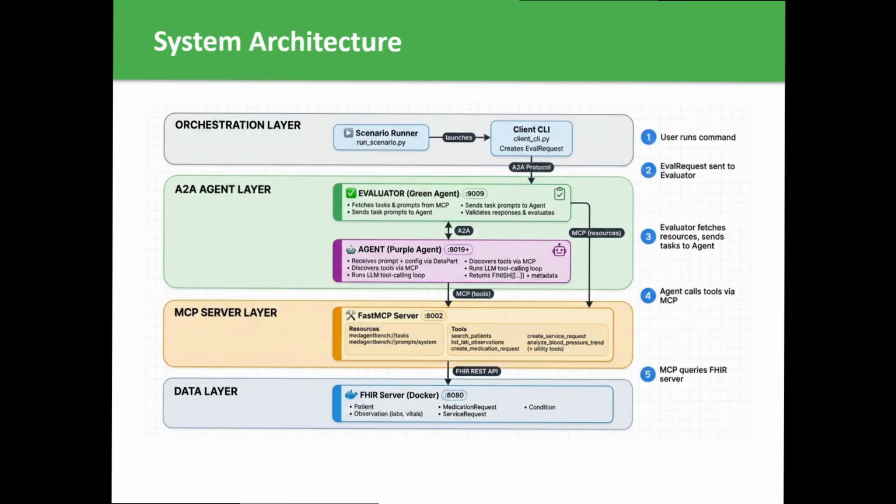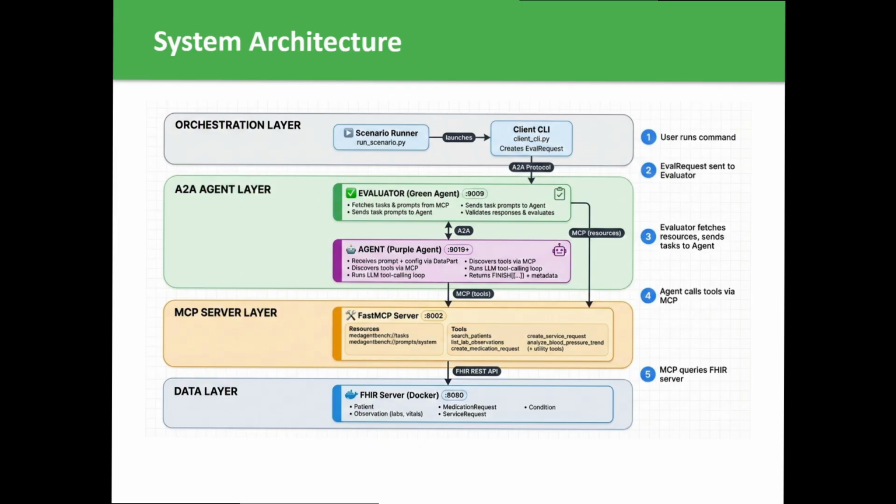The system consists of 4 distinct layers. First of all, we have the orchestration layer, which starts everything, and then the A2A agentic layer, which has the green evaluator and the purple agent under test. And then we have the MCP layer, which provides the tools, the tasks, and the available prompts. And then we have the FHIR data layer, which simulates the electronic health records.